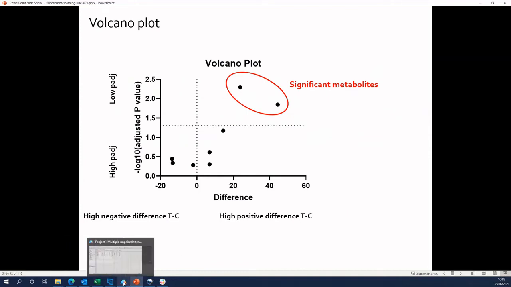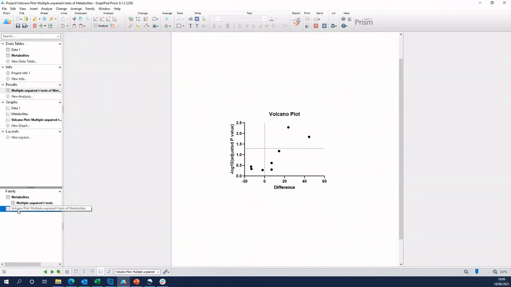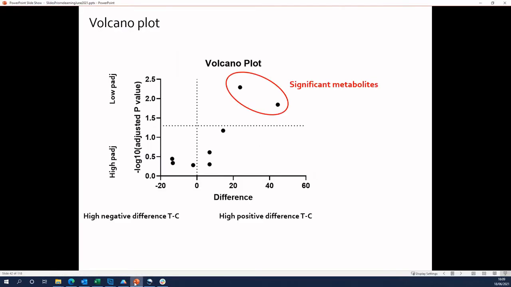The test also creates a volcano plot. Remember, it was one of the options that was selected by default. So a volcano plot, what can you see on this volcano plot? Well, on the x-axis, you have the difference. So in this case, it's the actual difference between our two groups, between control and treated, for each metabolite.